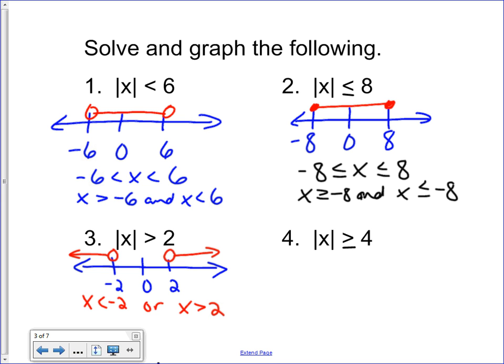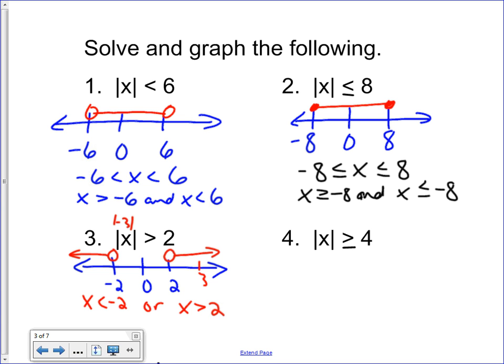So does it satisfy? Do some of these satisfy the absolute value of x is greater than 2? Sure, you could pick a 3 out here. The absolute value of 3 is greater than 2. Or if I put a negative 3 in here, the absolute value of a negative 3 is 3, so 3 is greater than 2. Okay, so it does work.